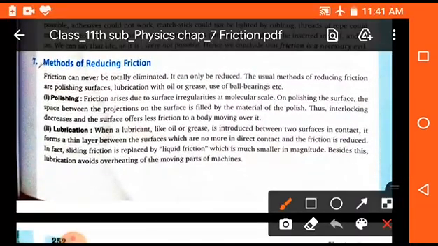Clear? Now next one is lubrication. When a lubricant like oil or grease is introduced between two surfaces in contact, it forms a thin layer between the surfaces which are no more in direct contact, and the friction is reduced. So, in fact, sliding friction is replaced by liquid friction, which is much smaller in magnitude. Clear? This is an important point.